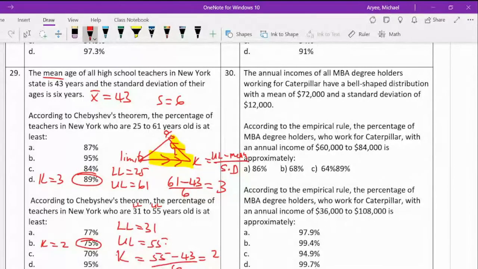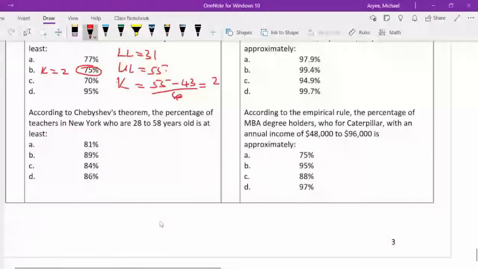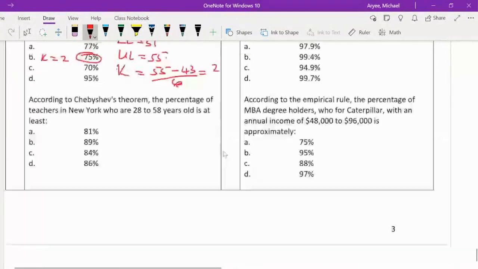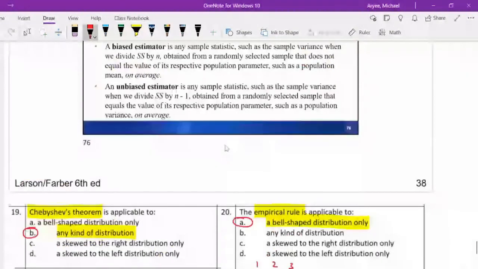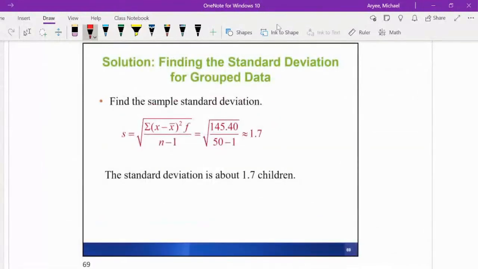Thank you. Okay, so that is how some of your online assignment will look like. These questions, most of them are in your online assignment. Now, remember I said that we can apply the standard deviation in 4 different areas.